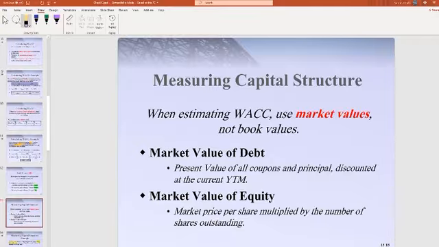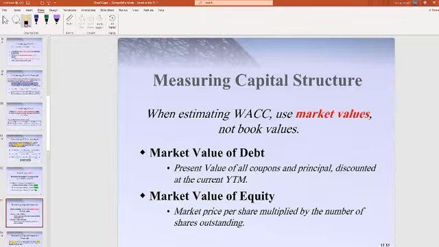It is equal to the present value of all coupon payments and the principal, discounted at the current yield to maturity. The market value of equity is simply the price per share multiplied by the number of shares. So for each example, you take the number of shares multiplied by the price, and this will give you the value. This is in case the value is not given.